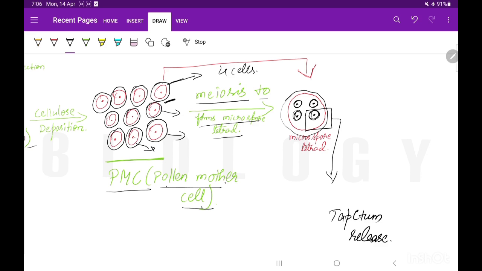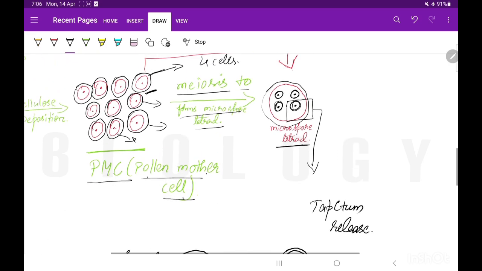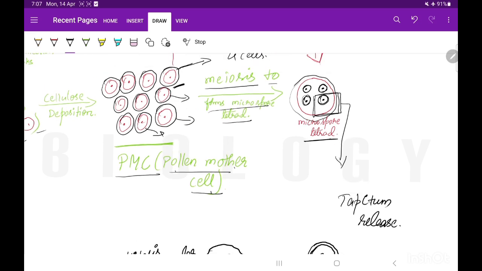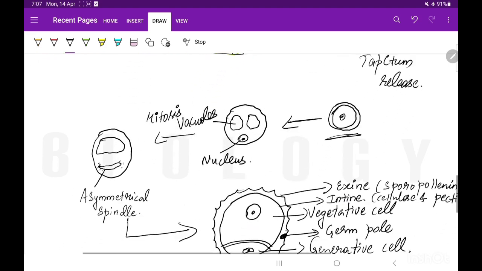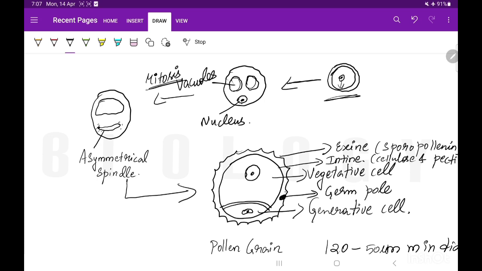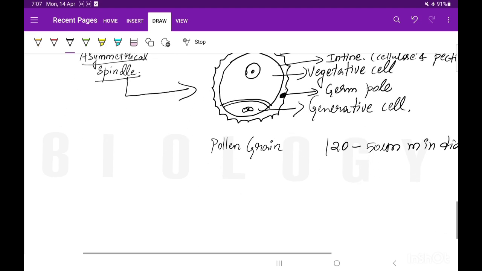Now, after the formation of the microspore tetrad, the tapetum releases. In this stage, the tapetum releases, and each one from the microspore tetrad forms a pollen grain, where the nucleus moves to the edge of the cell. Two vacuoles are formed with the nucleus. Hence, it undergoes mitotic division with a large vacuole here, and an asymmetrical spindle is formed, to form 2 unequal cells at the end of microsporogenesis.